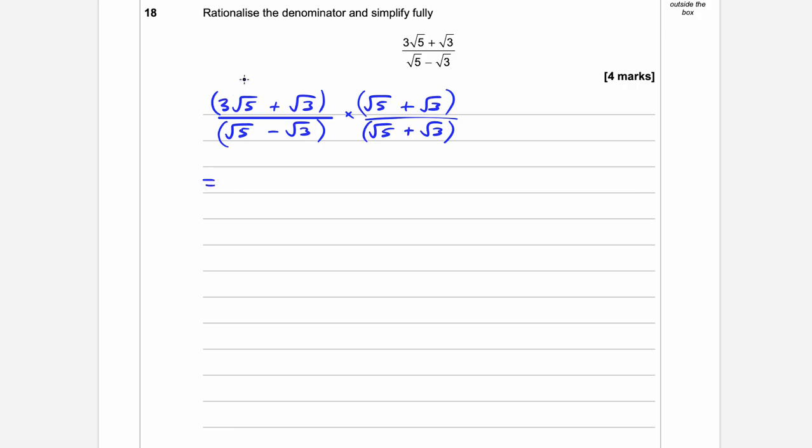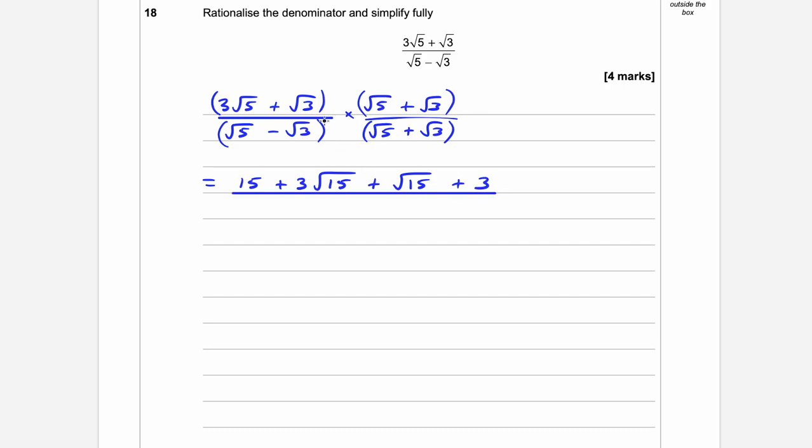Okay, so top, let's do the top first. This times this is going to be 15, because 3 root 5 times root 5 is 3 times 5, which is 15, because root 5 times root 5 is 5. This times this is going to be 3 root 15, because root 5 times root 3 is root 15. Then this times this is plus 1 root 15, or just root 15. And then this times this is plus 3. Root 3 times root 3 is 3.